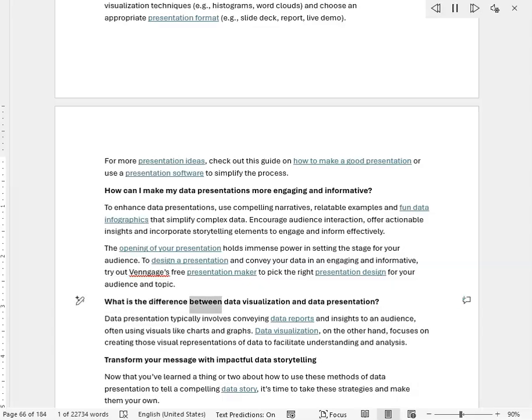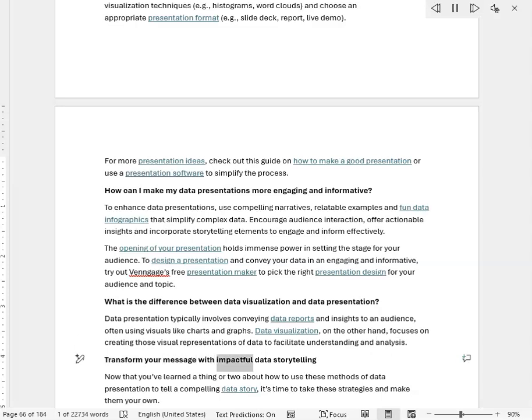What is the difference between data visualization and data presentation? Data presentation typically involves conveying data reports and insights to an audience, often using visuals like charts and graphs. Data visualization, on the other hand, focuses on creating those visual representations of data to facilitate understanding and analysis.